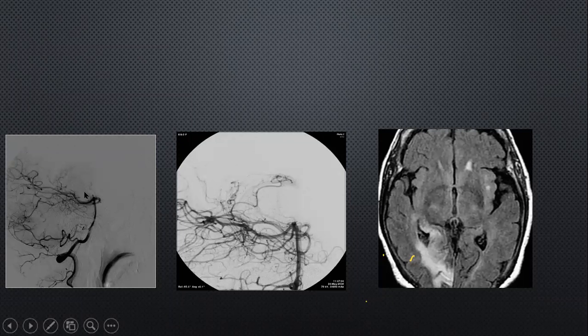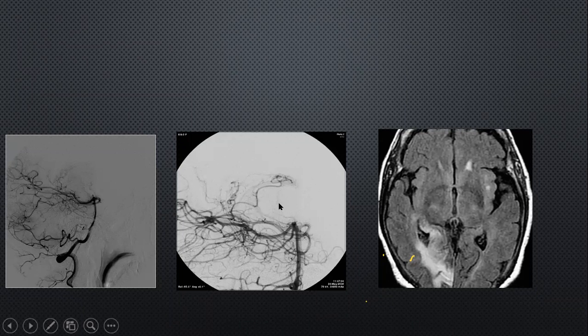And these wispy vessels here are the perforating arteries which are going to supply the thalamus in that location. This vessel here is actually the posterior choroidal artery, which enters into the third ventricle and supplies the choroid within the roof of the lateral and the third ventricle. And this is a patient with a vascular malformation over there, partially treated, and you can see the enlarged choroidal artery.